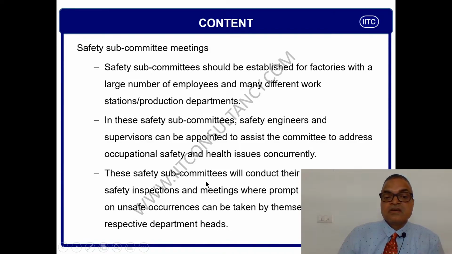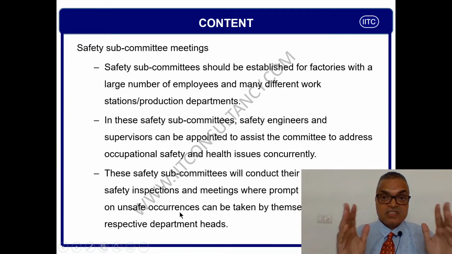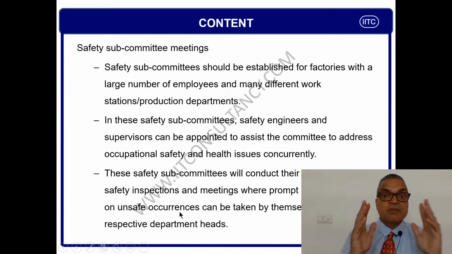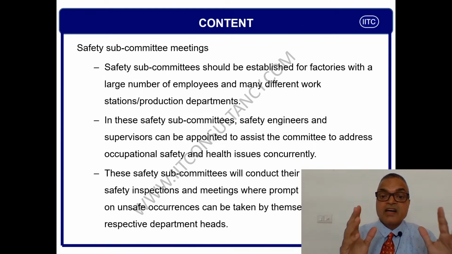These sub-safety committees will conduct their own periodic safety inspection meetings, where prompt remedial actions on unsafe occurrences can be taken by themselves or the respective department head. This is the beauty of the sub-safety committee meeting. It is at the plant level, so that they can do an internal plant safety inspection. They can find out hazards, unsafe actions, unsafe conditions, substandard acts, substandard conditions, and they can also do hazard hunting.